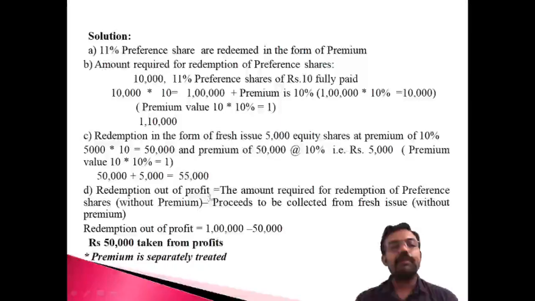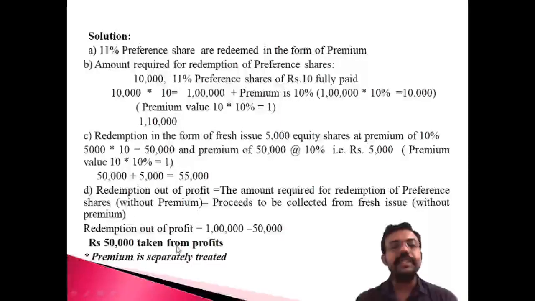So how do we calculate redemption out of profit? The formula is specified. The amount required for the redemption of the preference shares without premium, so premium is separate, minus proceeds collected from the fresh issue of the shares, that's without premium. That is the redemption out of the profit. The face value amount required for redemption of preference shares is 1 lakh. Then minus the proceeds collected from the fresh issue of shares without premium, so this face value is 50,000. That is the balance amount, the redemption out of the profit.